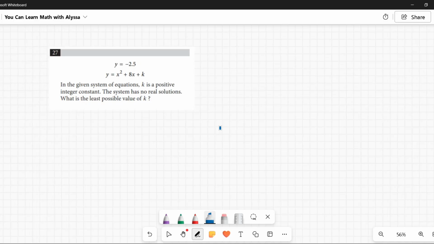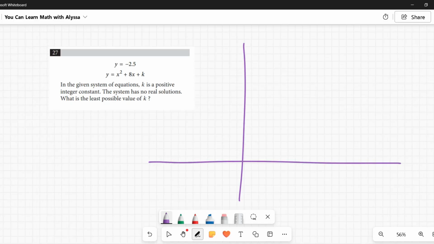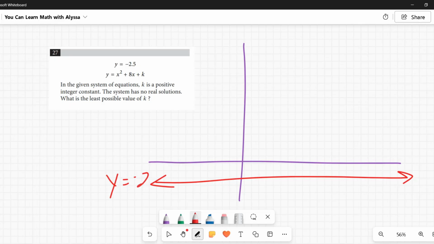My strategy for this: first I'm going to visualize what's going on here. y equals negative 2.5 is a horizontal line. Let's go purple for my graph. I am not using the graph in the background, I am just sketching here. This is not drawn to scale. I'm just trying to visualize in my head what might be going on. So that is a horizontal line down here at y equals negative 2.5.